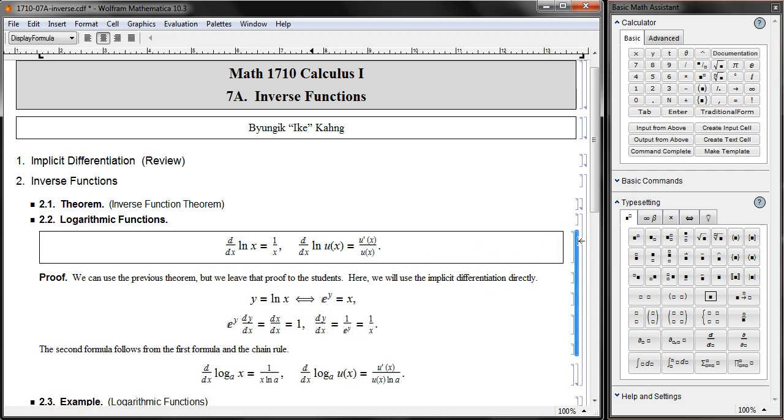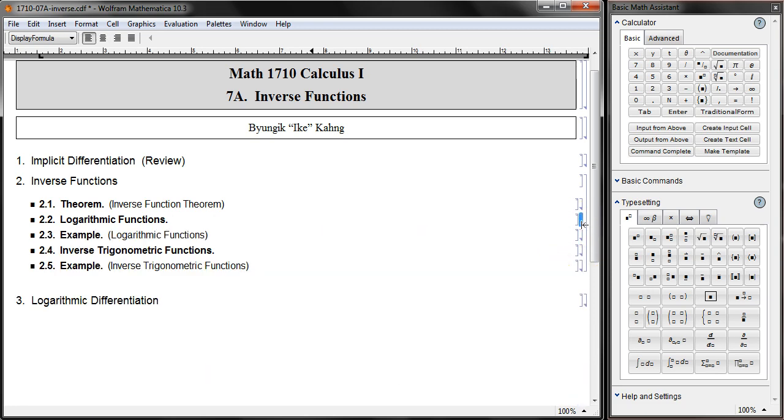Now, how do you prove that? Well, here's the proof. We begin with y equals log of x, and it is equivalent to e to the y equals x. And then we take the derivative implicitly. Exponentials stay the same, and then by chain rule we have dy dx, and the right hand side derivative is just 1. Solving for dy dx, this is what we get, 1 over e to the y power, and e to the y power is x, so we have 1 over x. In the end, we get this.